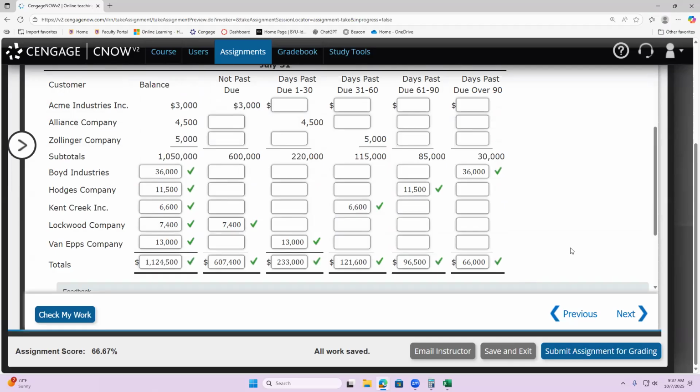So I'll give you guys a few minutes. And if you have questions about it, you can ask. Otherwise, once you get used to this, it's not hard. It makes sense what they're doing there. They're just figuring out how much past due each client is, putting them in columns by how past due it is, totaling up those columns to figure out we know we're owed $1,124,500, and then this breaks down 607,400 isn't past due, etc.